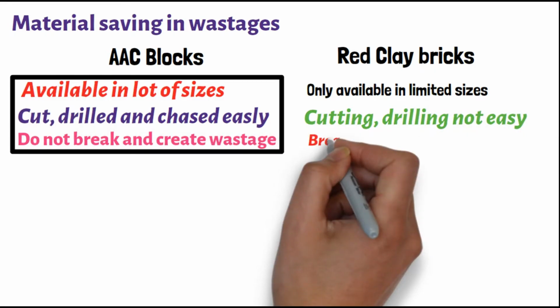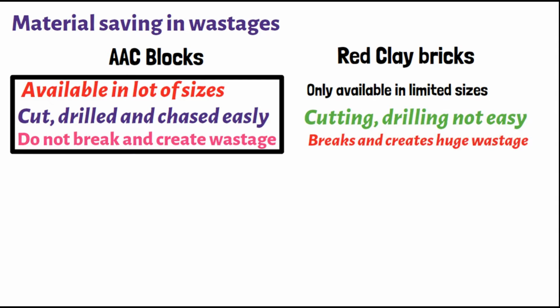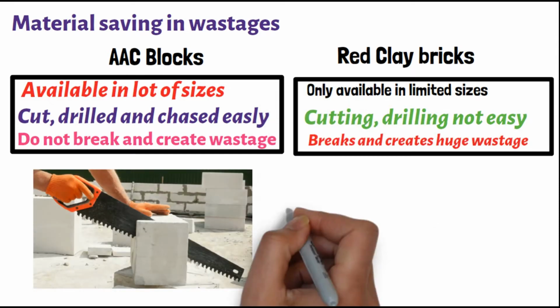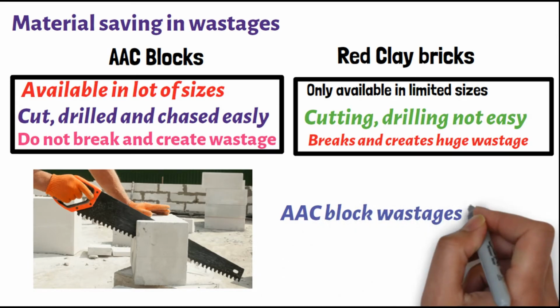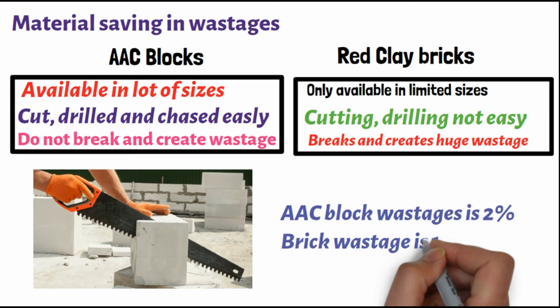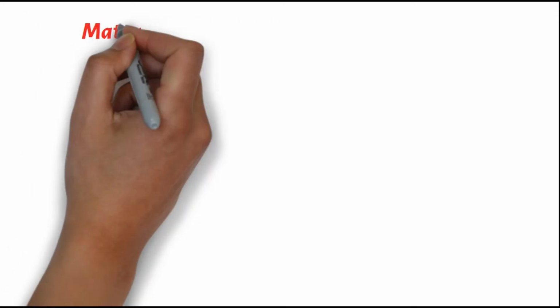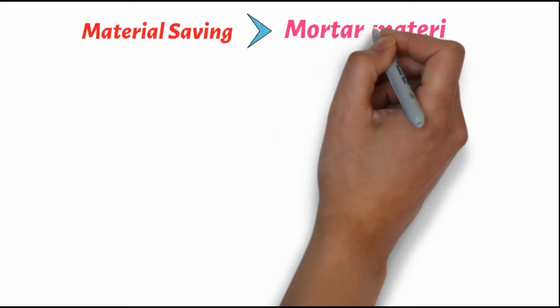AAC blocks do not break and create wastage, whereas bricks break and create huge wastage. With AAC blocks, the wastage is around 2%, whereas with bricks, the wastage is 10 to 12%. Next is material saving in mortar material.